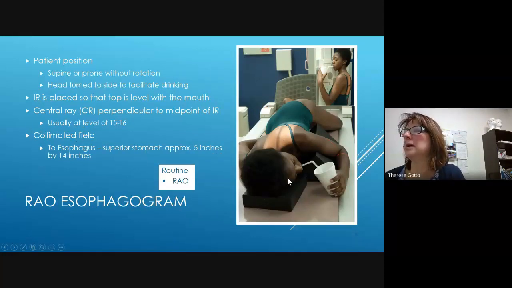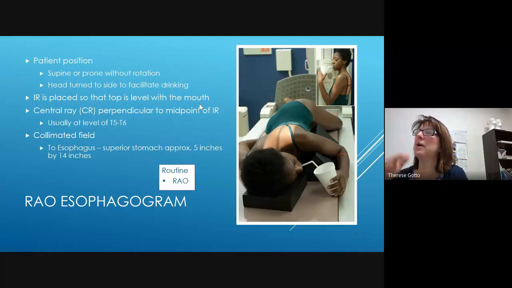For your RAO, we practice it supine. Okay. We also practice prone. The head is going to be turned to the side to facilitate the drinking. The IR is placed at the level of the mouth. Okay, that's pretty much all you need to know, because once it's placed at the level of the mouth, you know you're going to have the top of the esophagus.